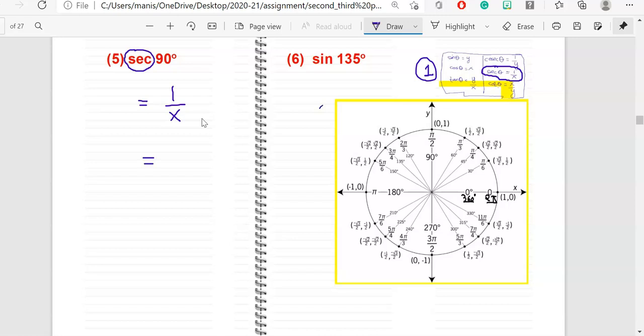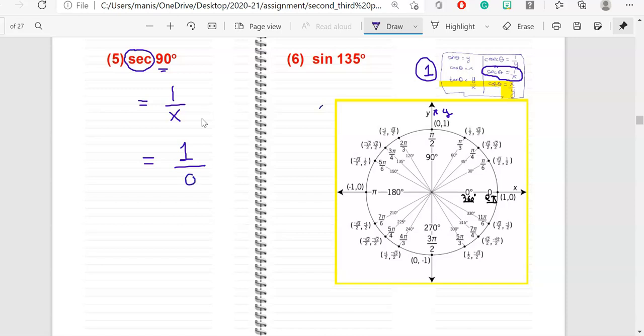Now after this I have to look for 90 degrees over here. So this is my 0. This is my 90 degrees, and these are the two sets of values I have, x and y. Now since it says 1 over x, go ahead and tell me what is the value of x over here. 0.